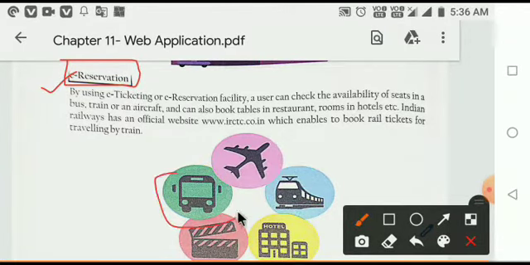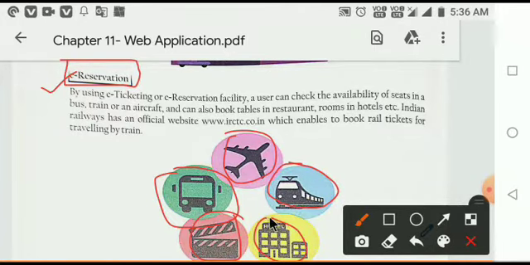Reservation is a process in which you take a bus ticket, an airplane ticket, and there is a railway ticket also, you get a movie ticket also, and hotel too. We can easily see that all these things are done through the e-reservation process.